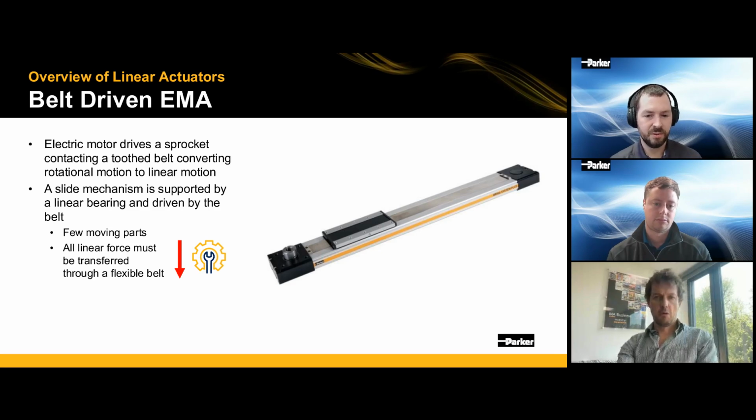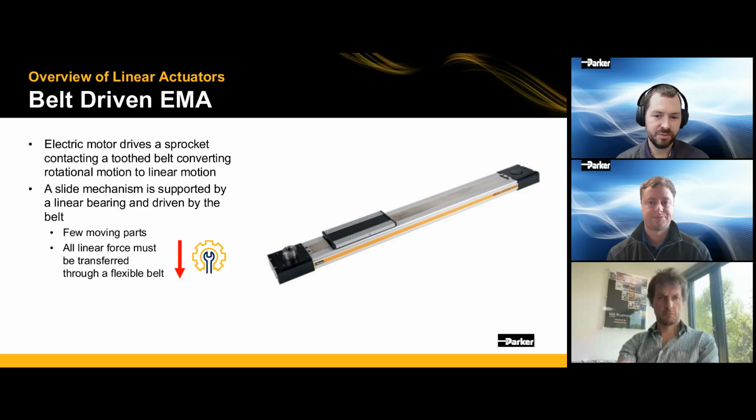However, as that belt wears, error can increase, and these are typically not well suited for harsh environments, especially like corrosion and water ingress, because you have that linear bearing that has to be lubricated, and they can be difficult to mount in certain applications because they don't really telescope or extend, they just slide.